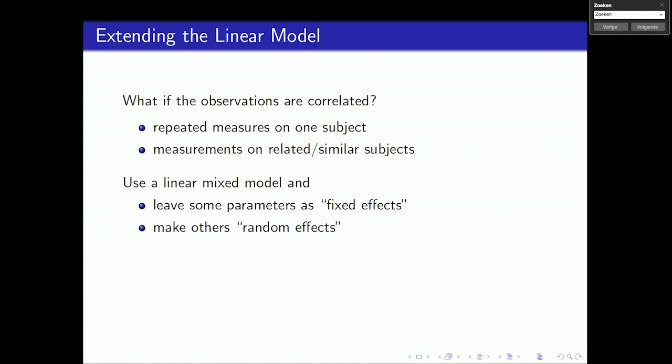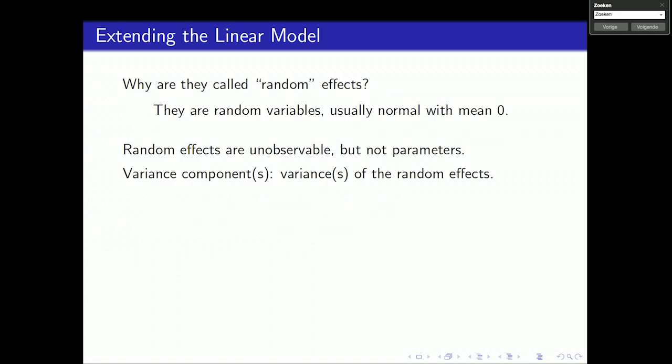So what are random effects? Well, we can think of them as random variables. They usually have a normal distribution with mean 0, but that's not always the case. Today we'll be talking about the normally distributed random variables. Random effects are unobservable, and we know that parameters are also unobservable, but random effects are not parameters. So what is the parameter in this case? The parameter is going to be the variance of those random effects. If you have multiple variances, then you would have multiple what's called variance components.